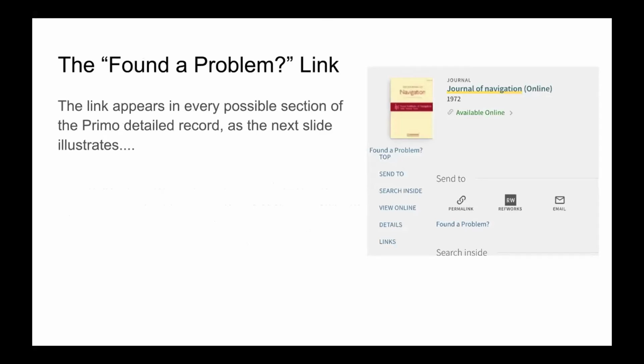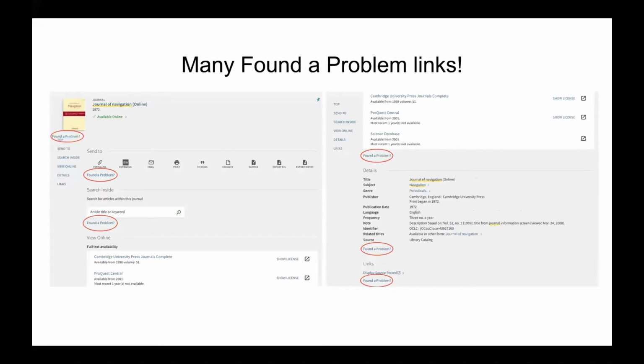So this is a close-up of the found a problem link. The next screenshot here shows a complete detailed record in Primo with all of the places that the found a problem link appears ringed in red. So you can see it's at the top left under the cover image, under the send to bar, underneath the view online section, and in short, under every section of the record.